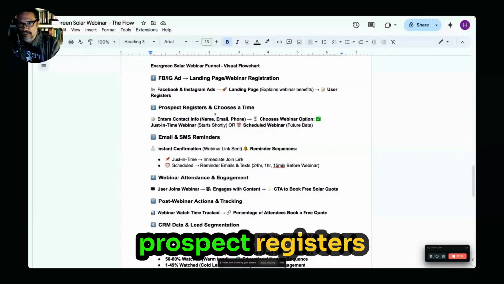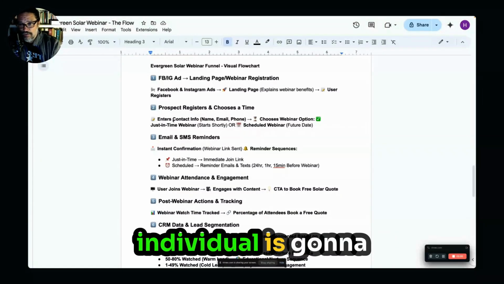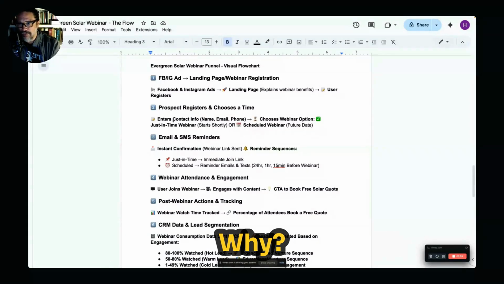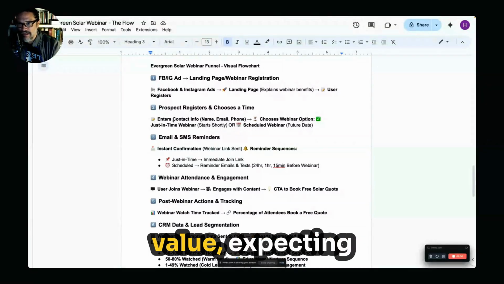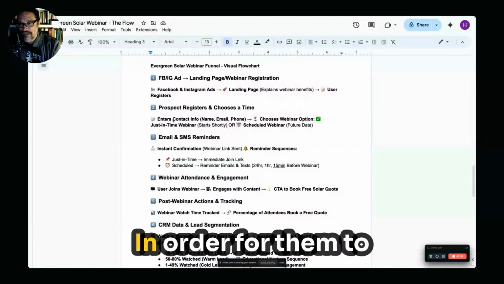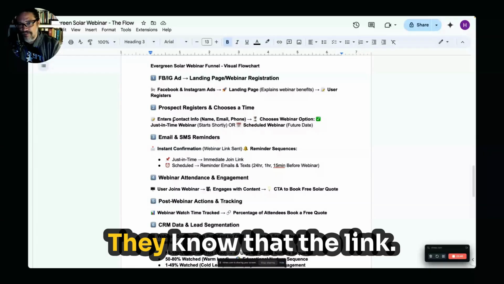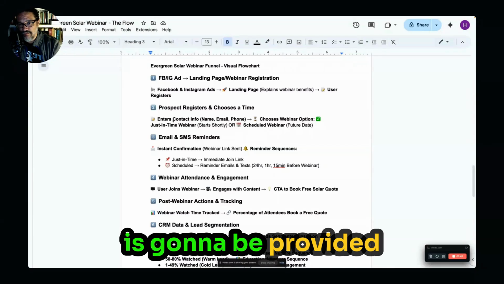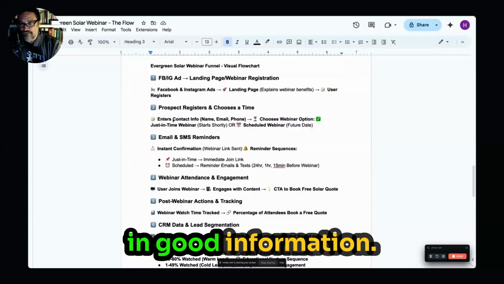Number two, prospect registers and chooses a time. Very self-explanatory. Individual is going to provide good name, good email, good phone. Why? That's because they are expecting value, expecting something, right? And so we're going to be providing that in the webinar. In order for them to partake in the webinar, an individual has to give us good information. They know that the link to enter into the webinar is going to be provided via email and via phone. We make sure they know that. So they're entering in good information.